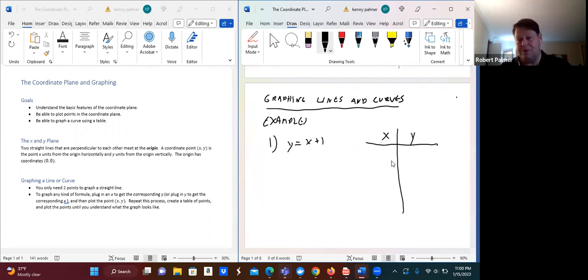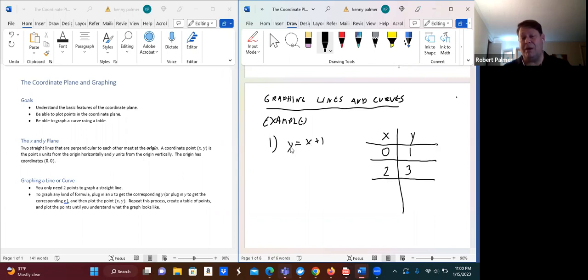Let's just pick some values. Let's make 0. That's a good one to choose. So if I plug 0 in for X, this goes away. This becomes 1, so Y is 1. That's 1 point on this line. Okay, how about I pick 2? So X is 2. If I plug in 2, 2 plus 1 is 3. So 2, 3 is also another point on that line.